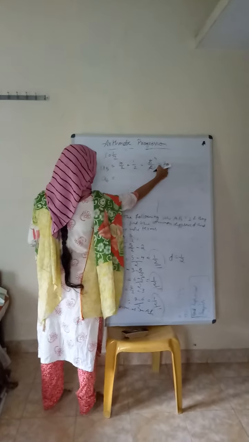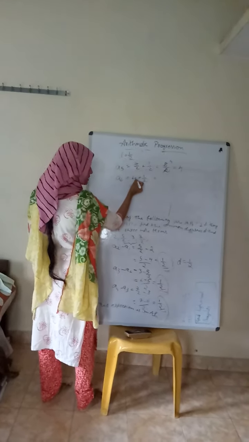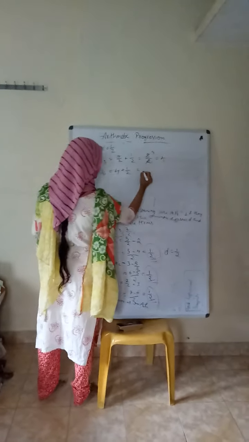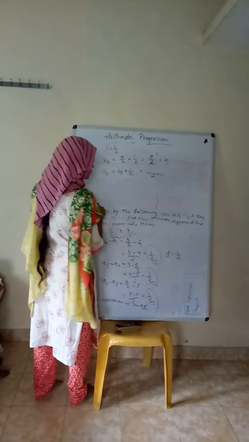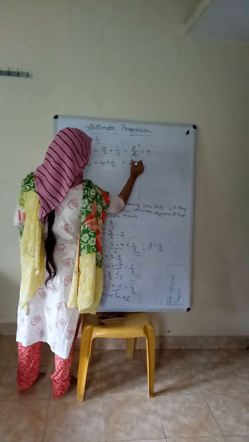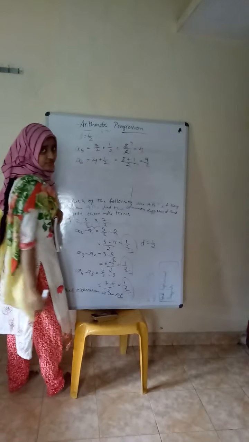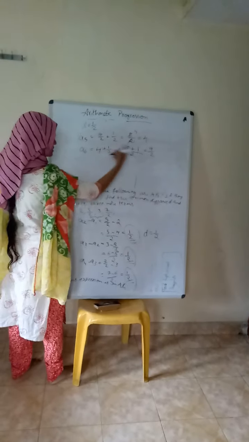What you will do? Adding to the A5, A4 plus 1 by 2. Now denominator is nothing is there. You have to take the LCM. You will get LCM as 2. So 2 on 1. 2 fours are 8 plus 1. So that is 9 by 2. A5 is 4. A6 is 9 by 2.